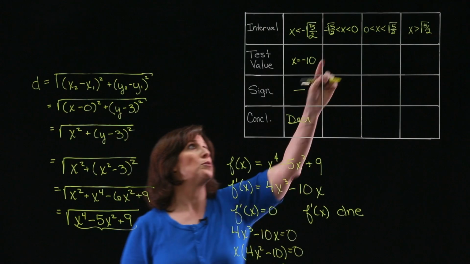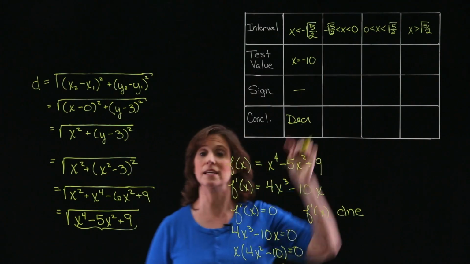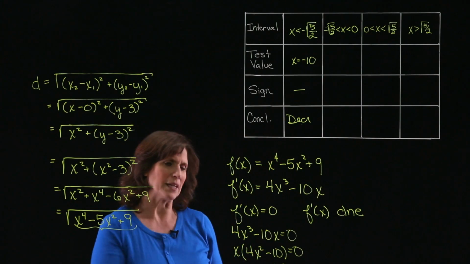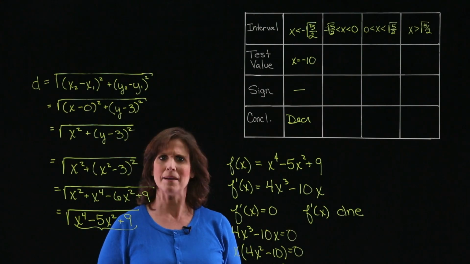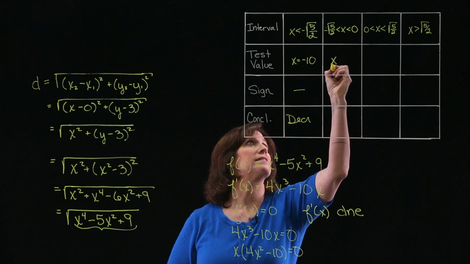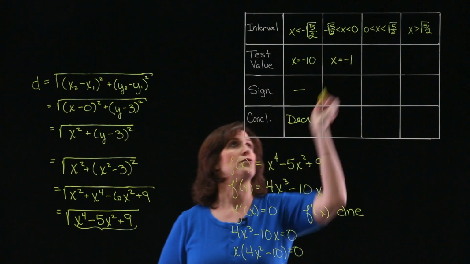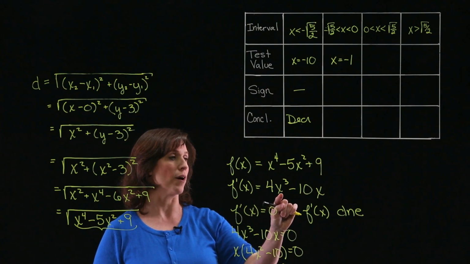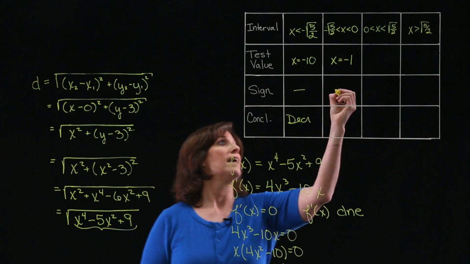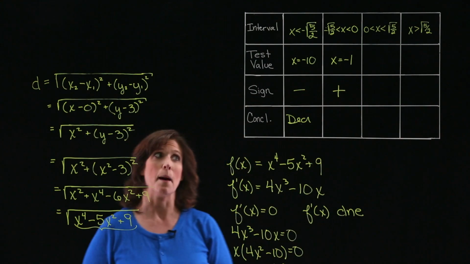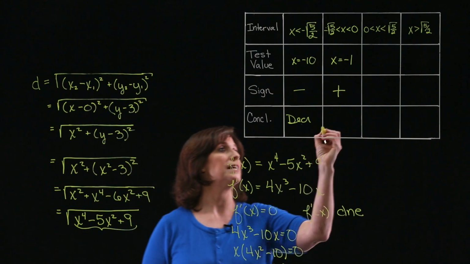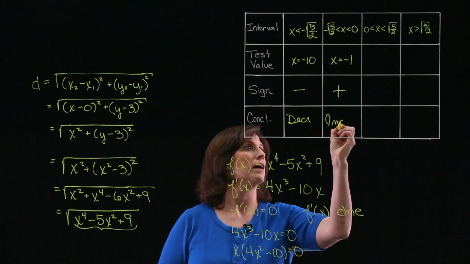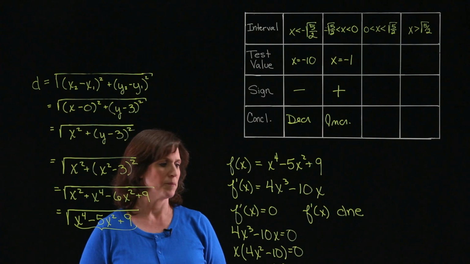Now let's pick something between negative root 5/2 and 0. Since I already know that's approximately negative 1.58, how about negative 1? That will be an easy thing to test. When I plug it into the derivative, I'm going to have negative 4 plus 10. That's definitely a positive number, which means that my function is increasing on that interval.